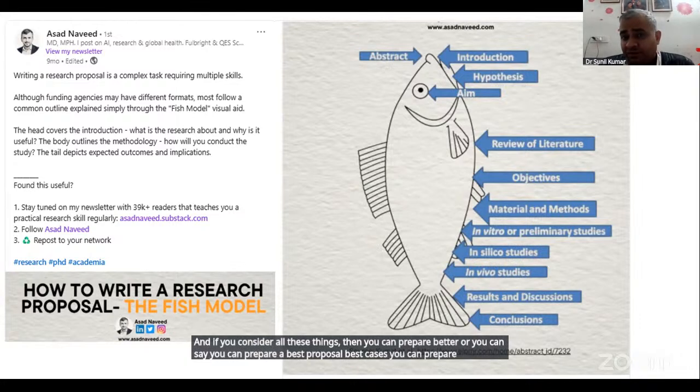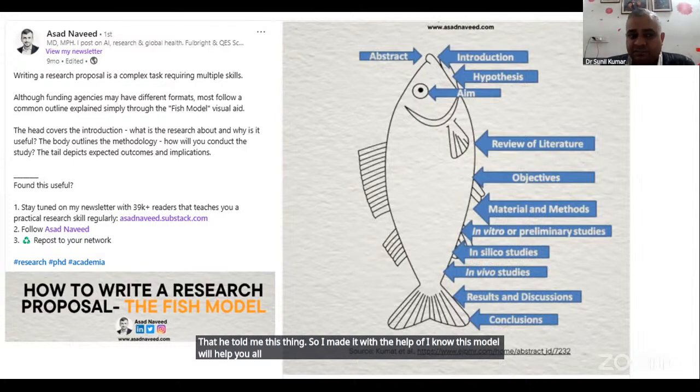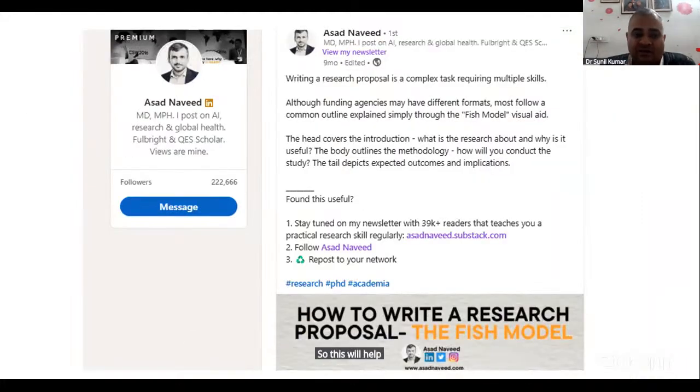Because when I was in my PhD work, my senior explained this thing to me. So I made it with his help. I know this model will help you a lot in your research, while writing your thesis, while writing your dissertation work, while writing any kind of essay, or while writing any kind of proposal anywhere. So this will help you throughout your life.